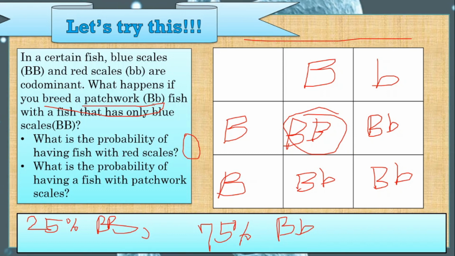For question number 2, what is the probability of having a fish with patchwork scale? Patchwork is capital B, small b, and we have that in our Punnett square. We have 1, we have 2, then the 3. Therefore, the probability of having fish with patchwork scale is 75%.